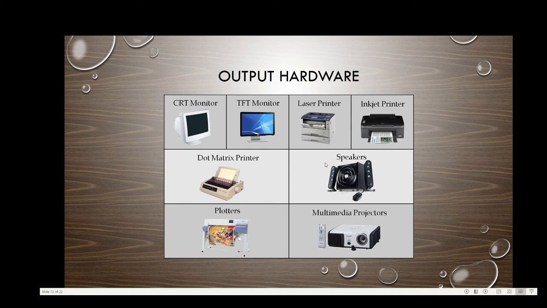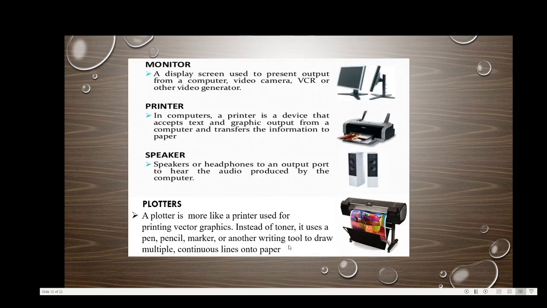We are familiar with monitors, printers and speakers, also with projectors, but I don't think you are familiar with plotters. A plotter is again more like a printer, which is used for printing vector graphics. We know how we print papers using a printer: it is with the help of toners. Without toners, there won't be ink. So instead of toners, a plotter uses a pen, pencil, marker or another writing tool to draw multiple continuous lines onto paper. So these are plotters. These devices, monitor, printer, speaker, plotters, together form the output hardware or the output devices.